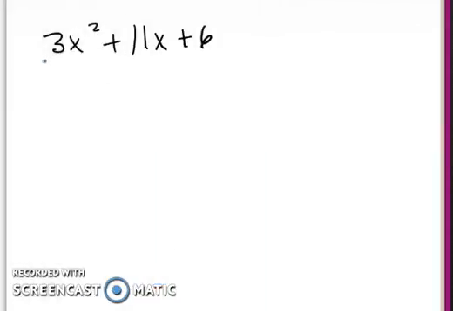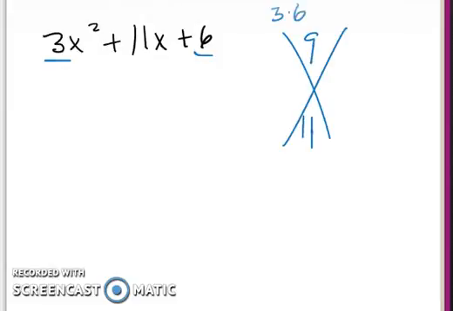This next one, we have a number in the front. So when we have a number in the front, we got to see first, can I factor anything out? And I can't factor anything out of here. 3, 11, and 6 have no common factors. So what I'm going to do is go ahead and multiply 3 times 6. Sorry, kind of got a little messy. 3 times 6, that gives me 9. And then I have 11 down here. And so I got to think of what's going to multiply to 9 and add to 11.